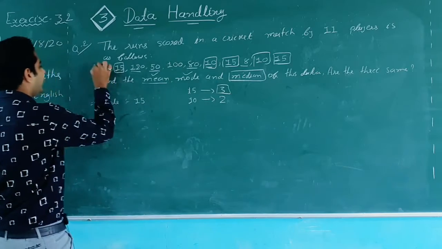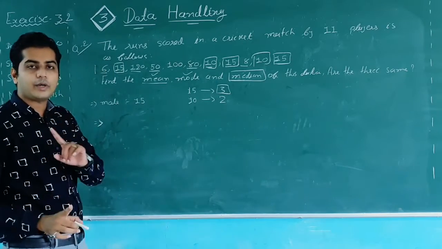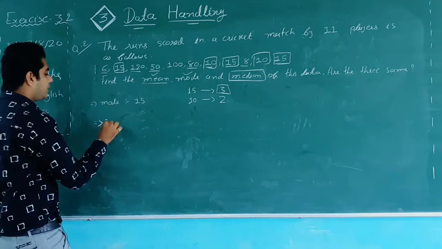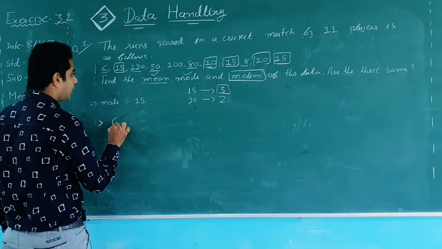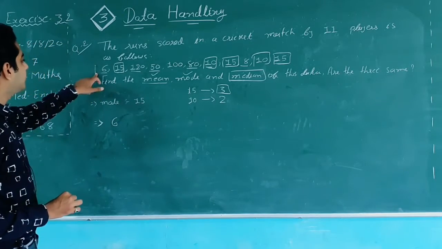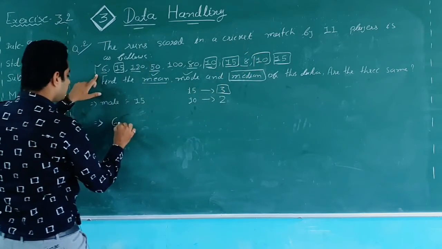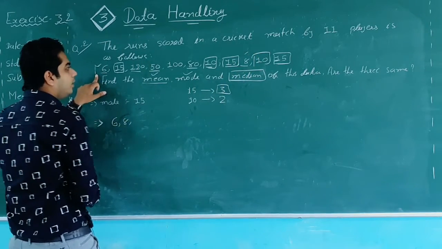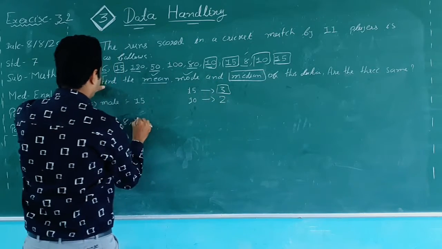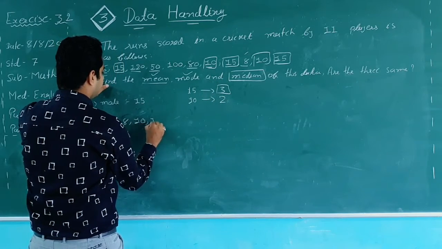उसके लिए पहले डेटा को क्या करना पड़ेगा? अरेंज करना पड़ेगा असेंडिंग ऑर्डर में. सो लेट्स अरेंज द डेटा इन असेंडिंग ऑर्डर. फर्स्ट ऑफ ऑल द स्मॉलेस्ट नंबर इज 6. So 6 is taken, after that 8, after that there is a 10. How many times? 2 times 10.